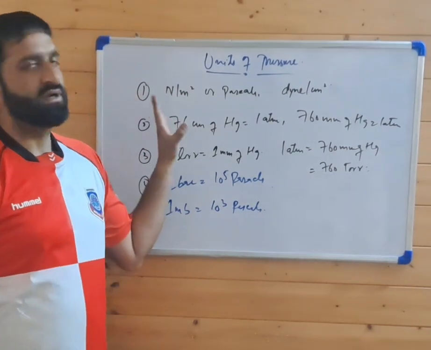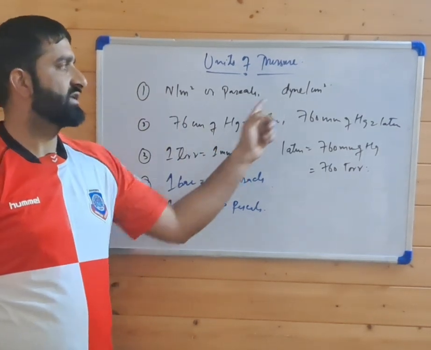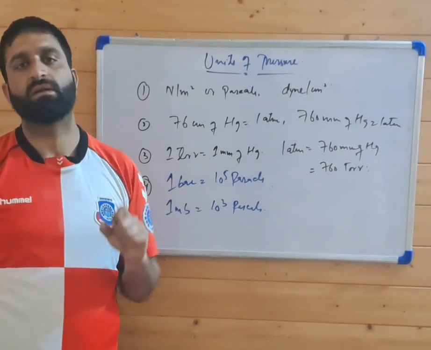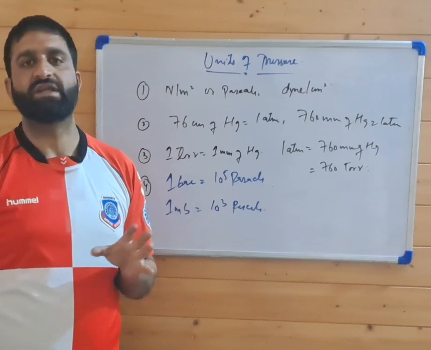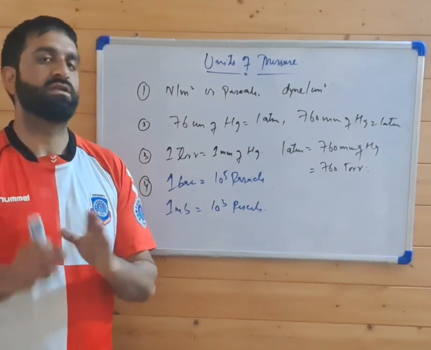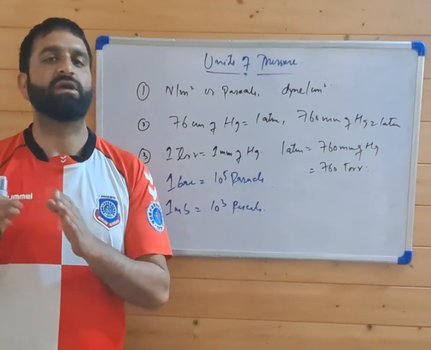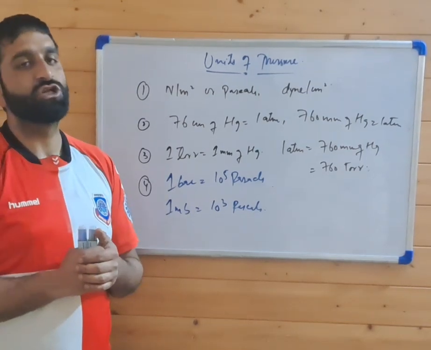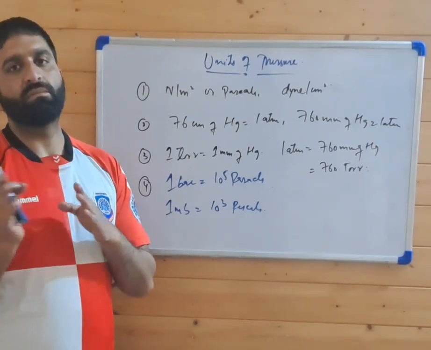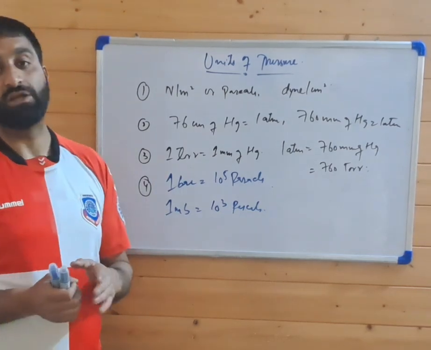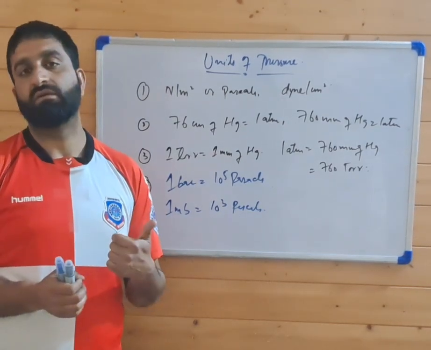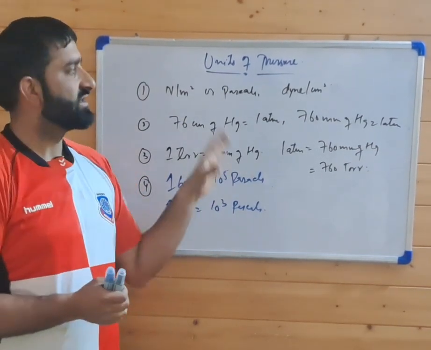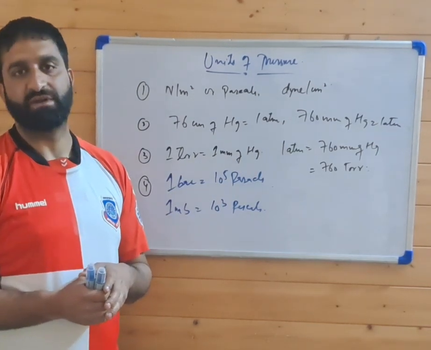One is the SI unit, Newton per meter square or Pascal. Another is the CGS unit, that is dyne per centimeter square. The atmospheric pressure is also measured in the height of the vertical column. 1 atmosphere is 76 centimeters of Hg or 760 millimeters of Hg. Another unit is torr. 1 torr is equal to 1 millimeter of Hg. So accordingly 1 atmosphere is equal to 760 torr or 760 millimeters of Hg. For meteorological purposes we use the unit bar. 1 bar is 10 raised to the power 5 pascals, or 1 millibar is 10 raised to the power 3 pascals. These are the different units in which atmospheric pressure is measured.